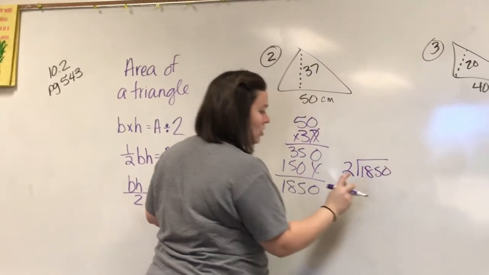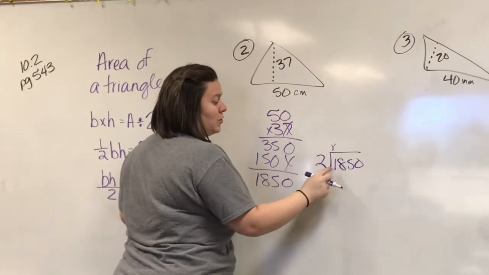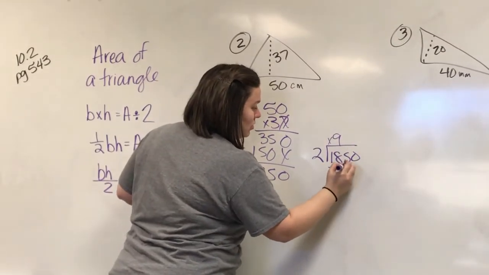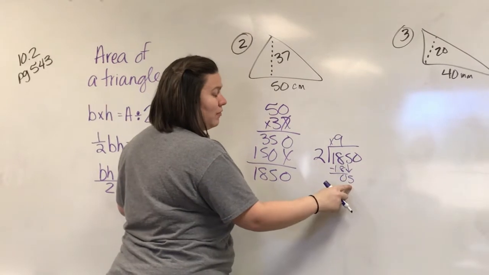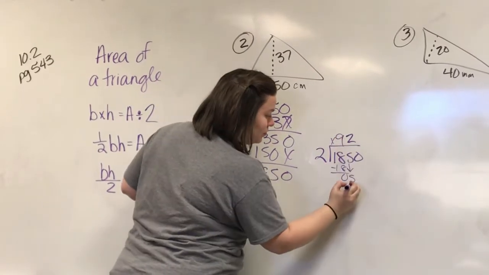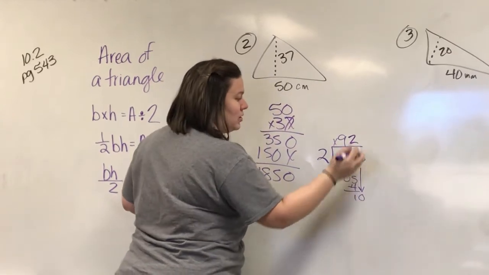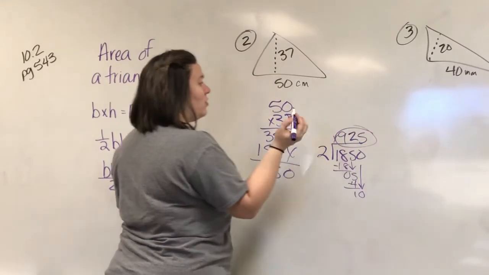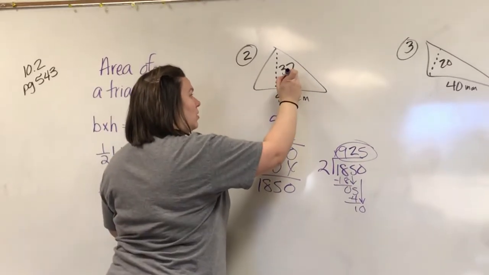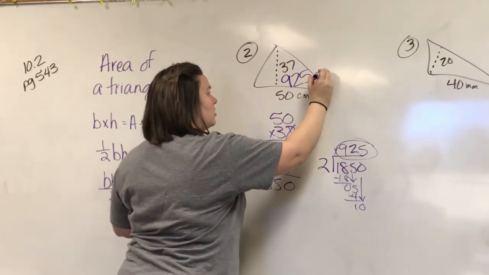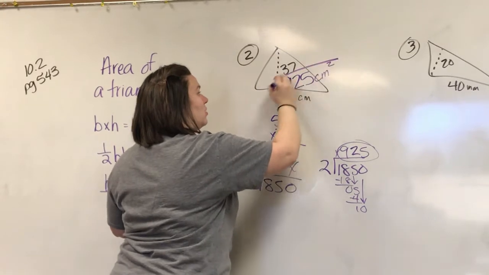1850. 2 cannot fit into 1. 2 can fit into 18, 9 times. 2 can fit into 5 twice. And 2 can fit into 10 5 times. So this area would equal 925, the label is centimeters squared.